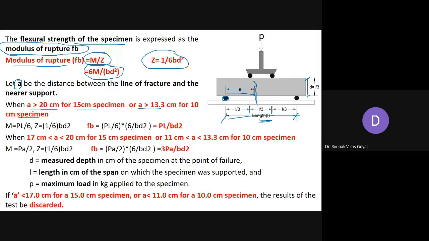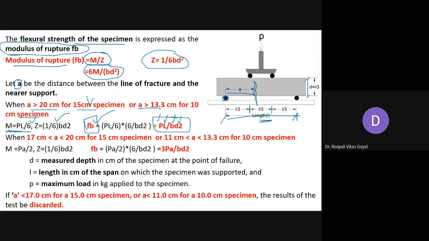तो अगर 20 से ज़्यादा है for our 15 centimeter specimen, then your bending moment, this maximum bending moment M, it would be P by 2 into L by 3, that is PL by 6. So in that case this Z is equal to 1/6 bd square. So here you can get this fb is equal to PL upon bd square. Okay, so this is the value of flexural strength of concrete. So P is known to you, the span is known to you, b and d both are the dimensions of your specimen. Okay, and both are 15 by 15. So everything is known to you. So you can find out flexural strength of concrete equivalent to modulus of rupture.